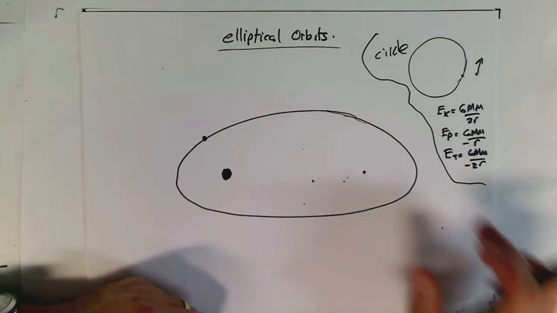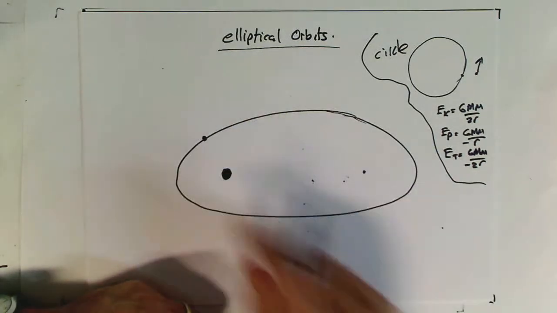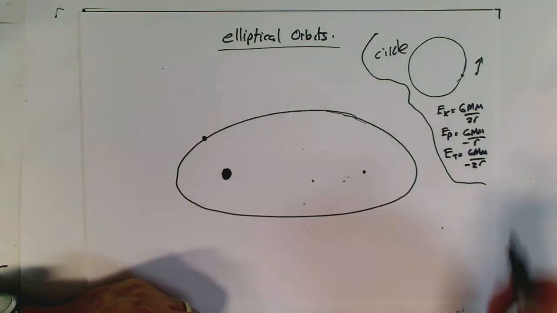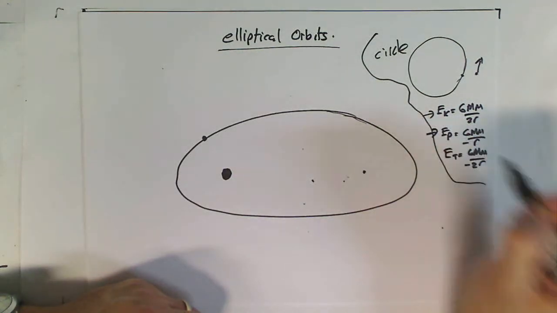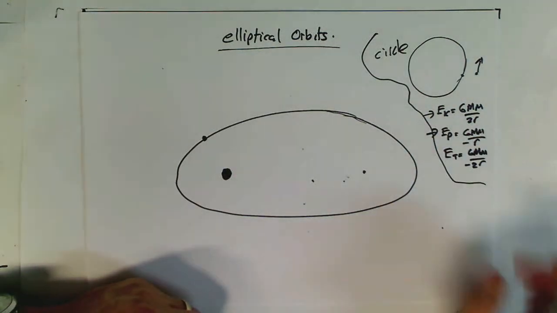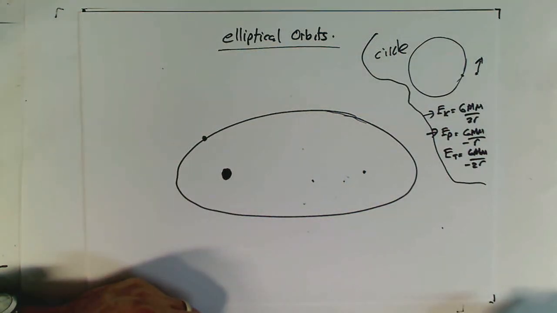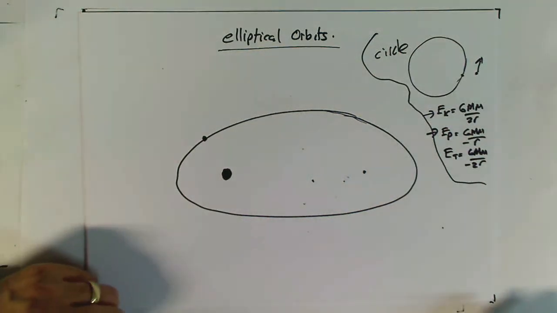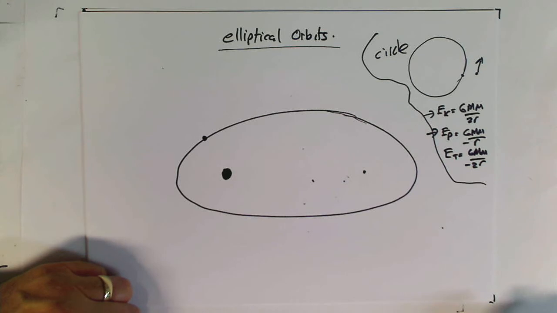Now the thing is, the total energy in this ellipse is going to stay the same too. But now we've got this interplay between kinetic and potential. With a circular orbit, they stay the same. So total energy is going to stay the same. We're going to have conservation of angular momentum. All that's going to be at work.